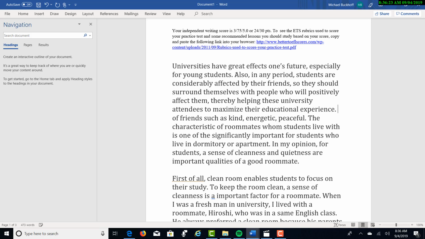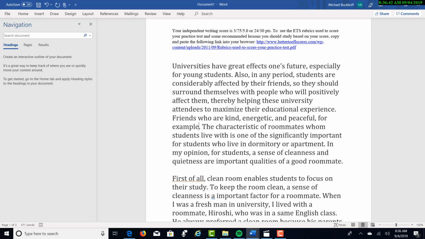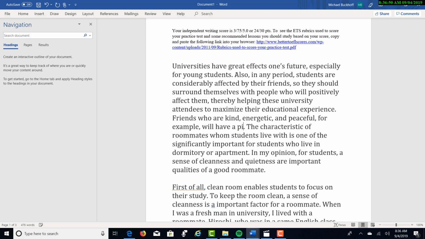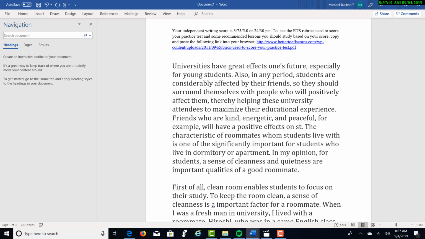Let's get rid of, there are several types here. Let's say friends who are kind, energetic, and peaceful, for example. So friends who are kind, energetic, and peaceful, for example, will have a positive effect. We'll have positive effects on students.